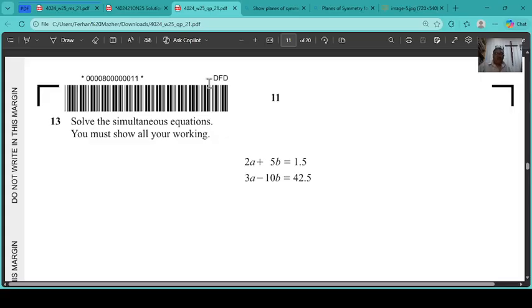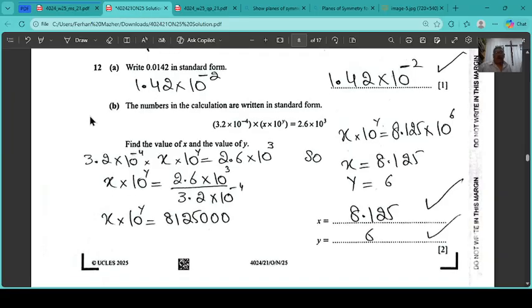You see, the strategy is very simple. You can look at the coefficients of B here. Here the coefficient of B is minus 10. Here the coefficient of B is 5. So you can multiply the first equation by 2 and then add up both the equations. When you add up, this will also become plus 10B. When you add them, this plus 10B and minus 10B will cancel with each other.